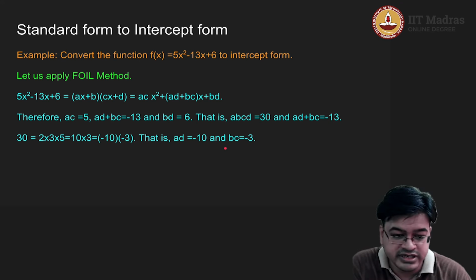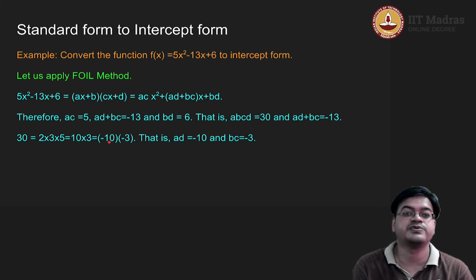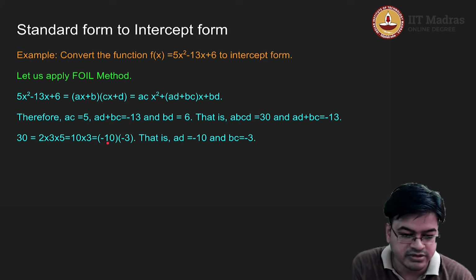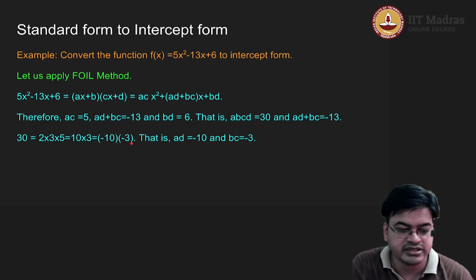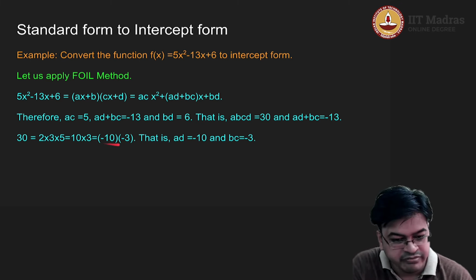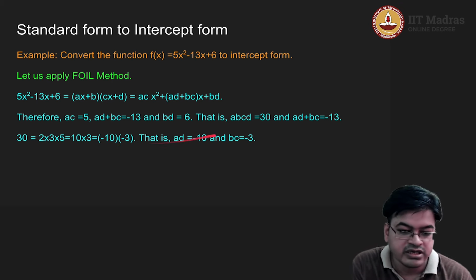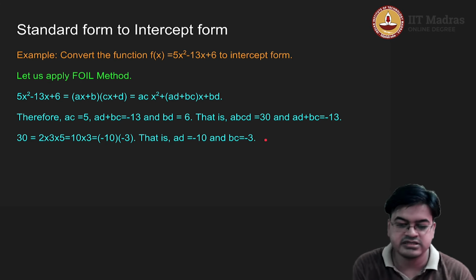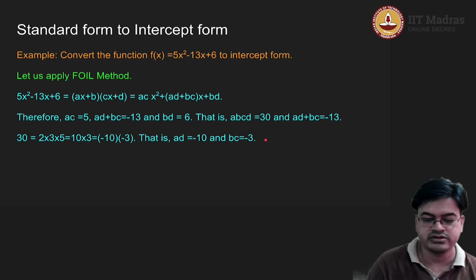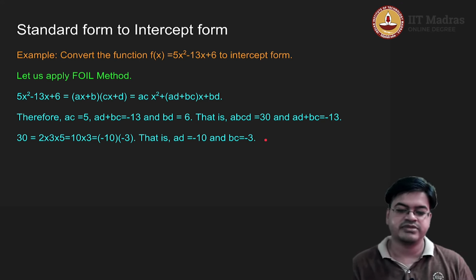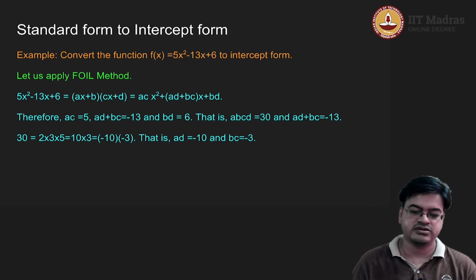So I will use a trick that multiplication of two negative numbers will become a positive number. So it is minus 10 into minus 3, which will give me 30. At the same time, the sum will be minus 13. So that means my AD is minus 10, BC is minus 3. It doesn't matter, you can switch also. You can write BC as minus 3 and AD as minus 10 also, it doesn't matter.